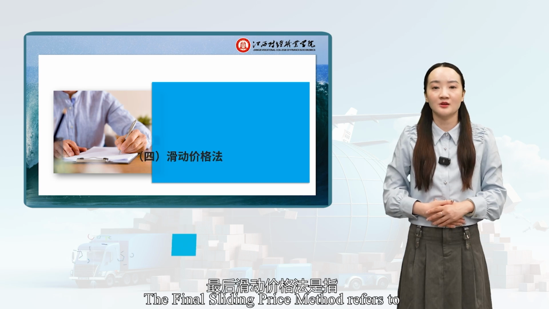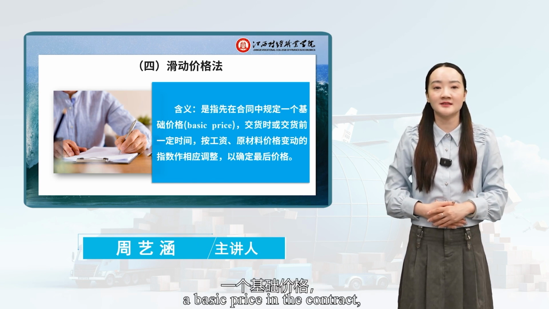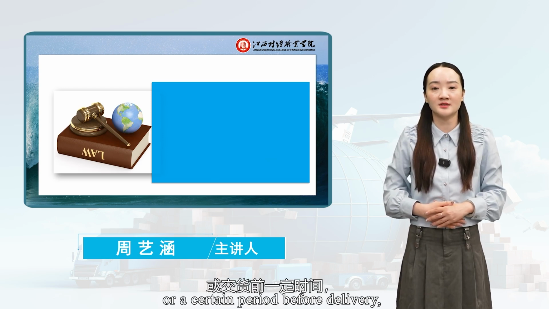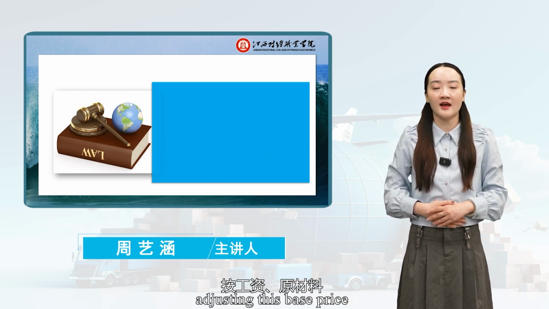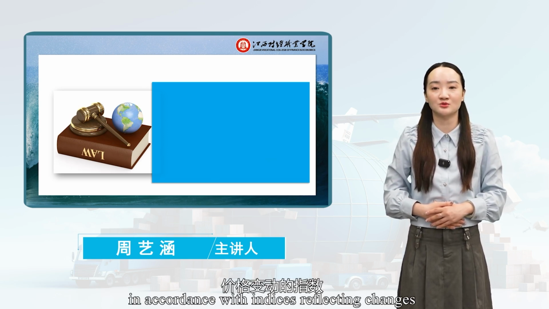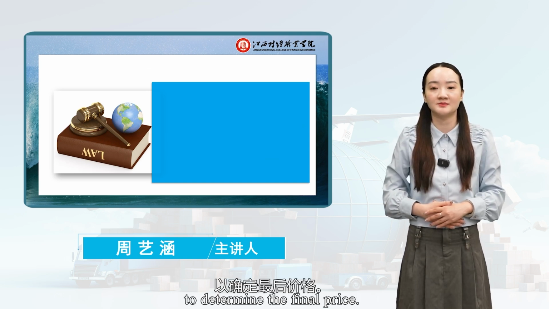The final sliding price method refers to the practice of initially stipulating a basic price in the contract and then, at the time of delivery or a certain period before delivery, adjusting this base price in accordance with indices reflecting changes in wages and raw material prices to determine the final price.